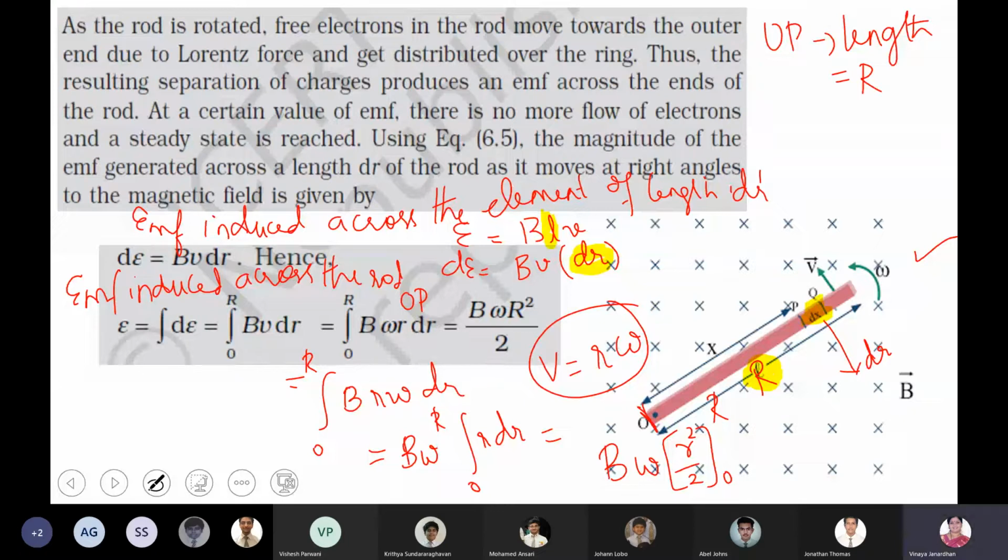Shall I go for the next one? Ma'am, what do we write in this? That's it. The EMF induced across the metallic rod is the final answer. If you substitute the limit, this will be the EMF induced.